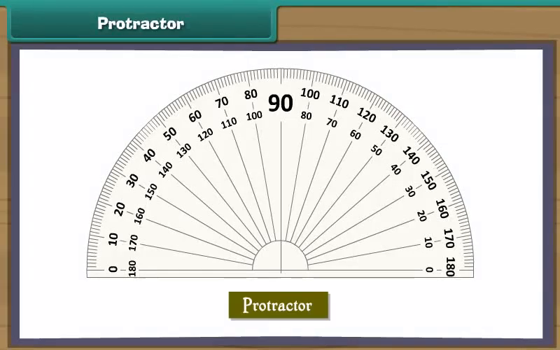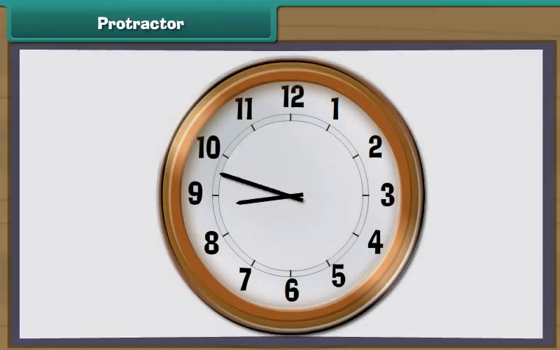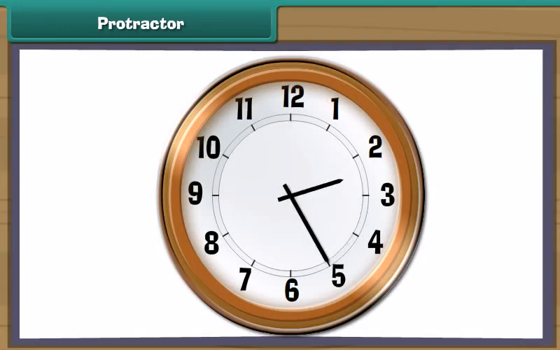Protractor. Protractor is a semicircular geometric instrument. It has degrees marked on it from 0 to 180. Let us measure the angles made by the hands of a clock with the help of a protractor. This clock shows the time as 3. The long hand of the clock is on 12 and the short hand is on 3.